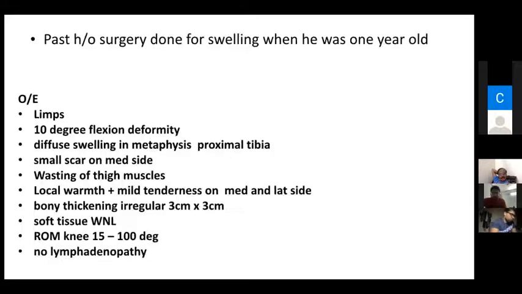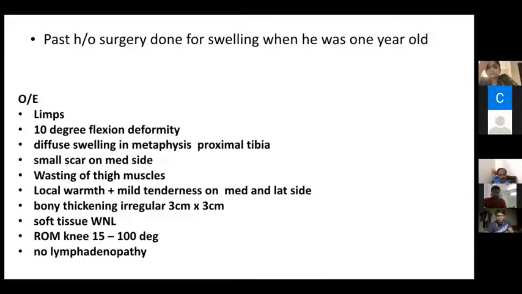Okay. Right. Next. Past history of surgery done for swelling when he was 1 year old. On examination of the limbs, there is a flexion deformity of 10 degrees. There is diffuse swelling noted in the metaphysis of the proximal tibia. A small scar is noted on the medial side.